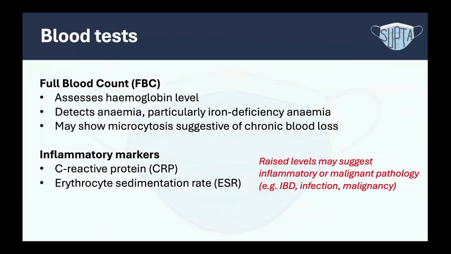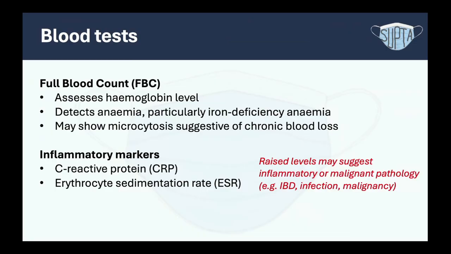So going back to our case, once we've taken a history and an examination, we could do a blood test as our next step. We can do an FBC, which tells us the hemoglobin level and helps us to determine whether the patient is anemic. In patients with chronic GI bleeding like Mr. Thompson, we are particularly concerned about iron deficiency anemia, as persistent blood loss can deplete our body's iron stores.